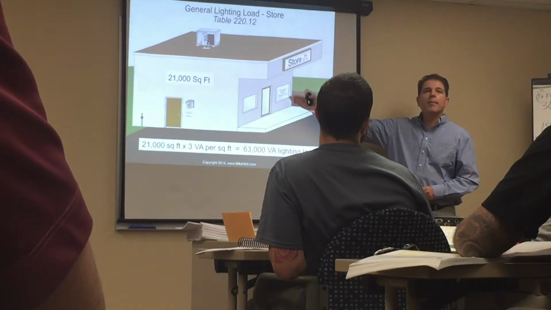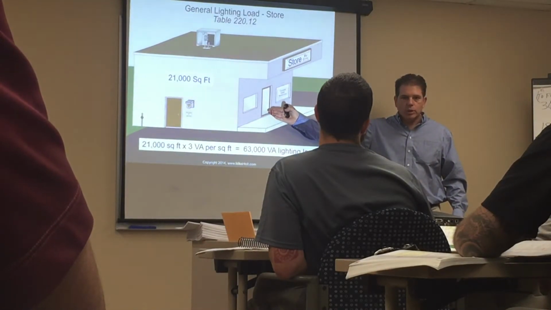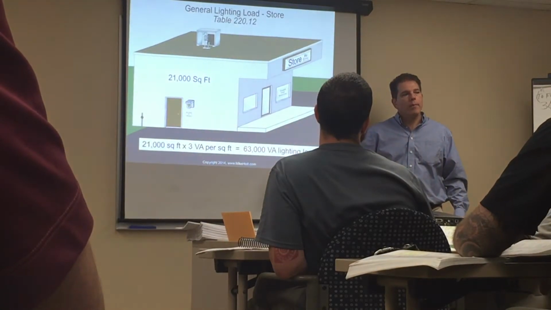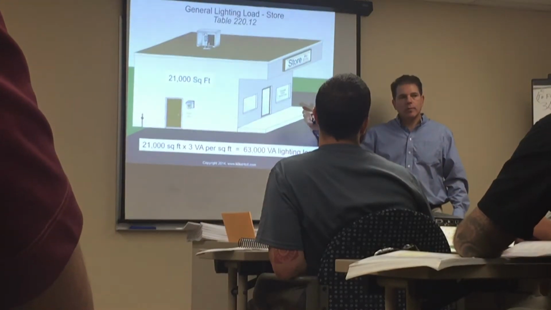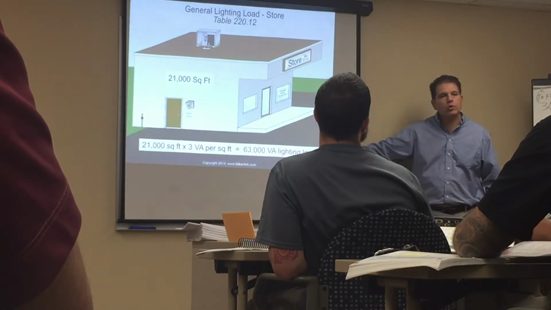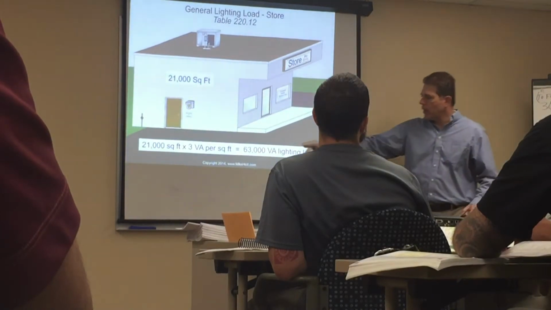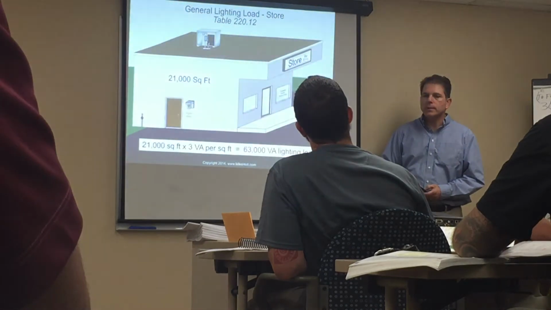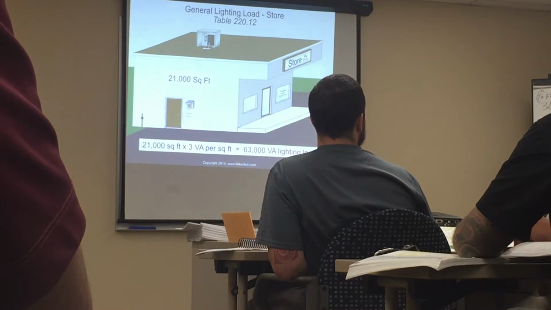Notice, we don't know anything about the actual number of fixtures in here, right? This is just based on the square footage, 3 volt-amps per square foot. But what if the actual number of fixtures exceeds 63,000? Which one do we use? The higher one. We're gonna always use the larger of the two. If the actual load exceeds the square footage load, then of course we would use the actual load. And we'll do a couple of these examples tonight. So the minimum would be that.